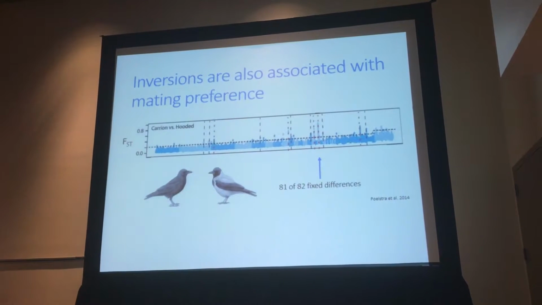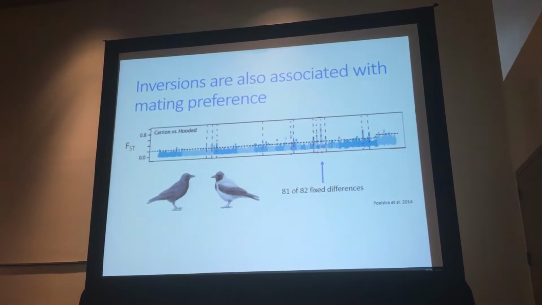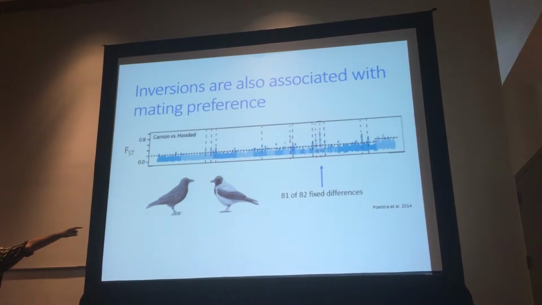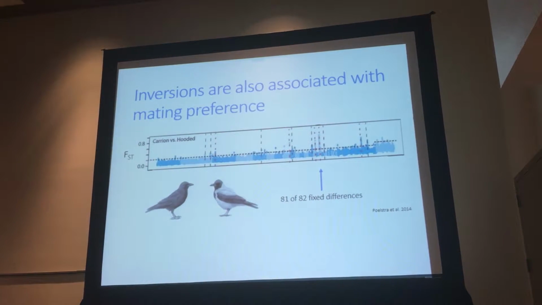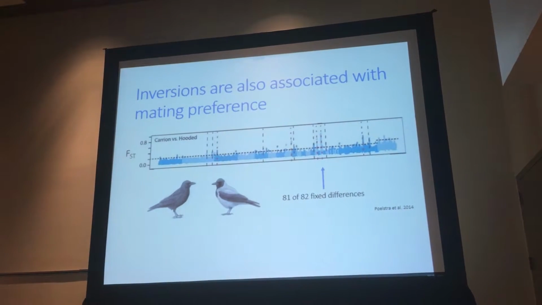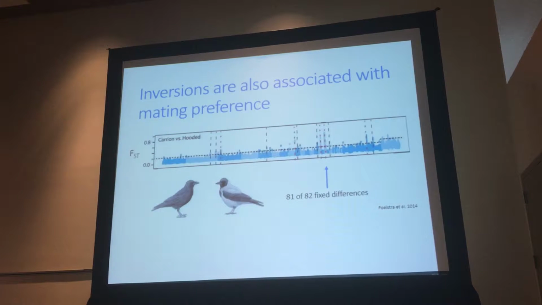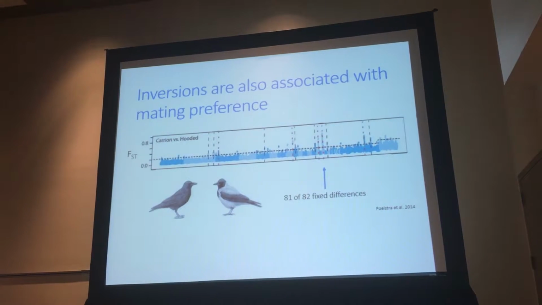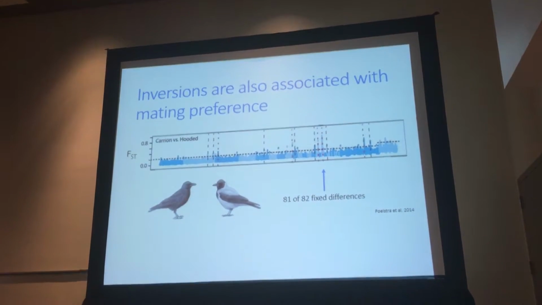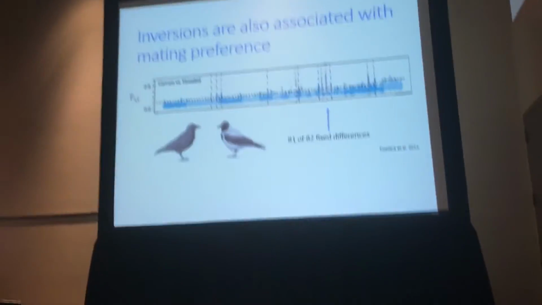There are multiple outliers here, but the one that is by far the largest and contains 81 of the 82 fixed differences between the species is on a putative inversion. This inversion captures genes not only related to the coloration of the birds, but also opsin regulators that might change how females perceive their environment.